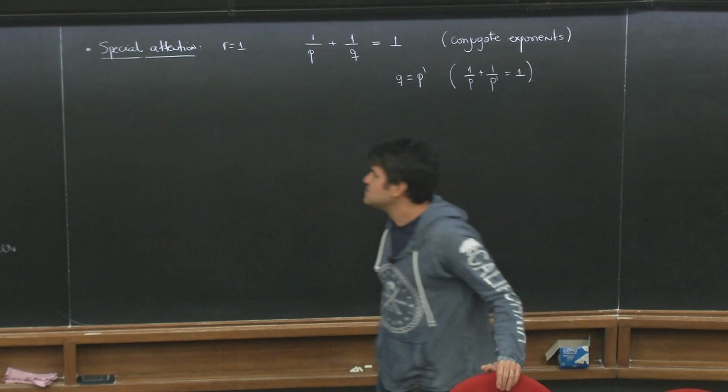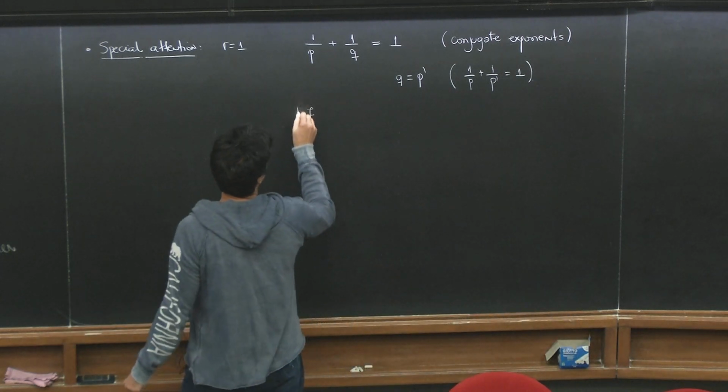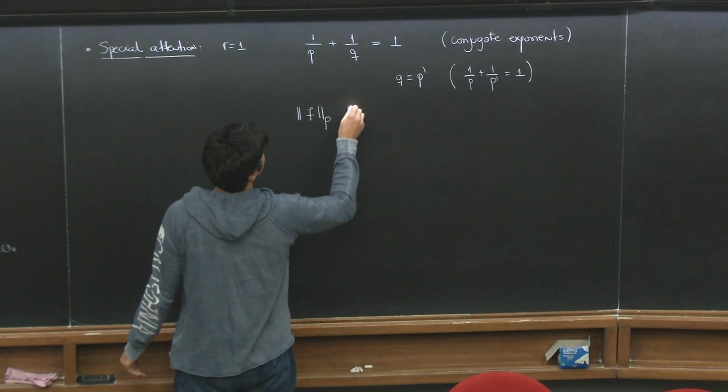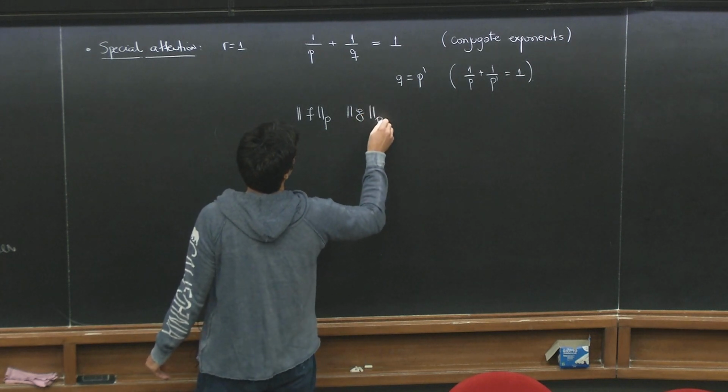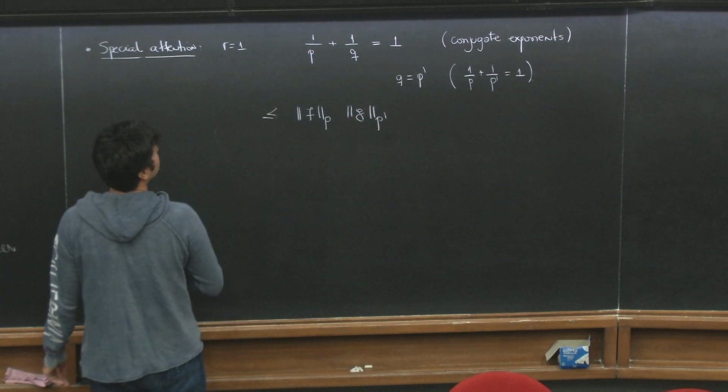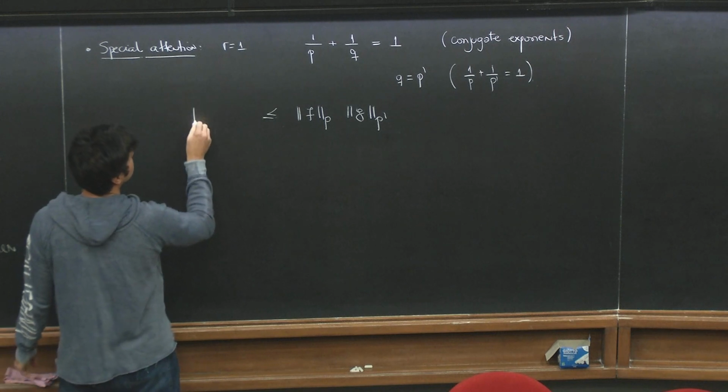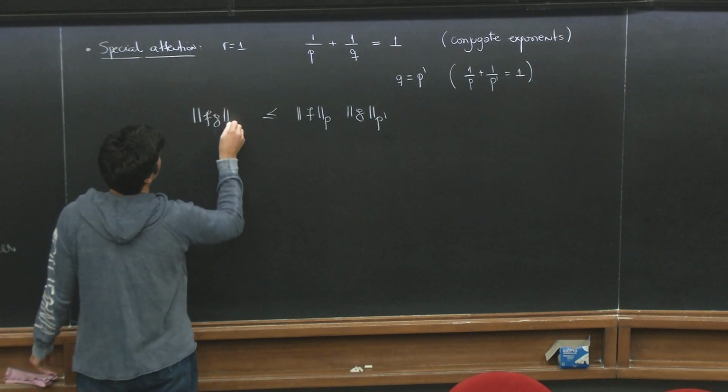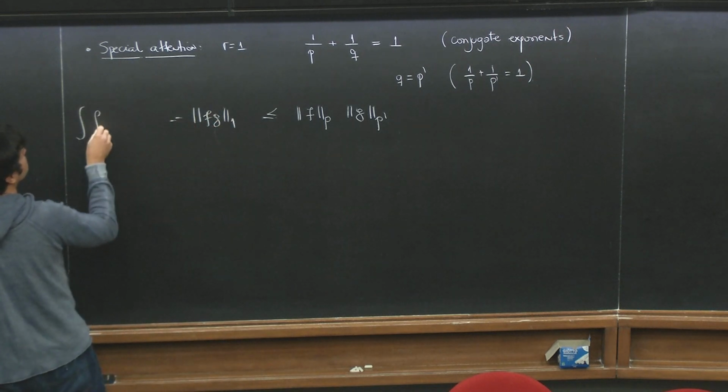Whenever you have this case, the norm of f in L^p times the norm of g in L^p prime always wins against the norm of fg in L^1. Remember, this is just the integral of fg.